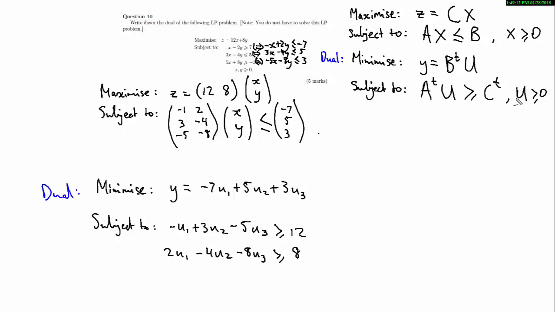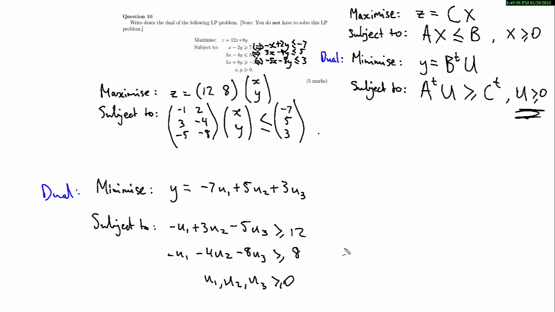And finally, and this is 3 marks if you remember it, which you all will, I'm sure, we have to write this out explicitly. We write out that U1, U2 and U3 are all greater than or equal to 0. So that's the answer for the dual problem here.